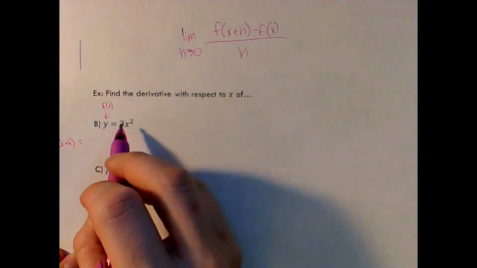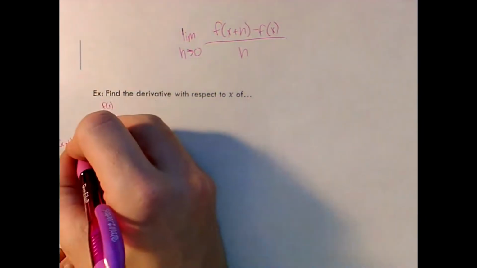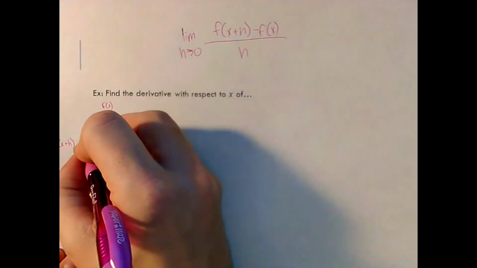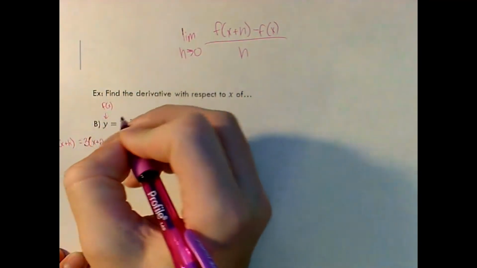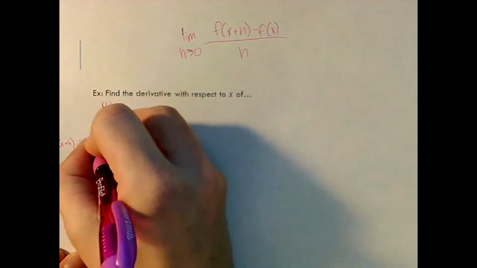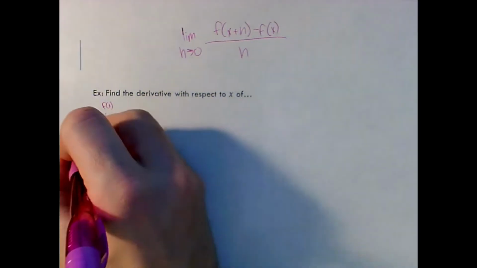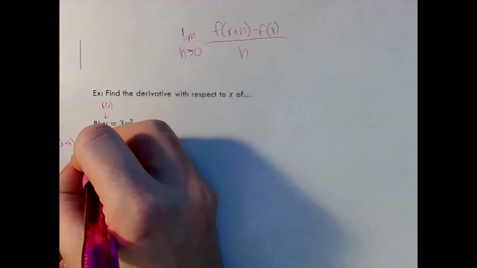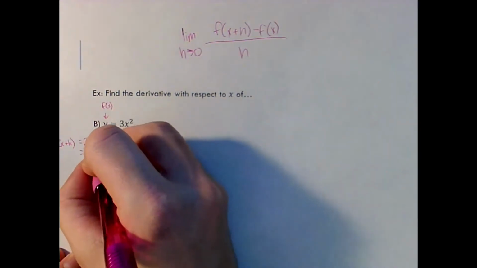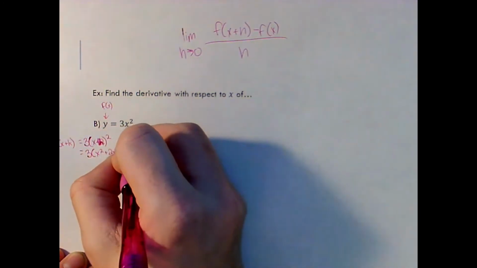F of x plus h, or we could also say y of x plus h, is going to be 3 times x plus 2, x plus h squared. Remember, x plus h squared is the same thing as x squared plus 2xh plus h squared.